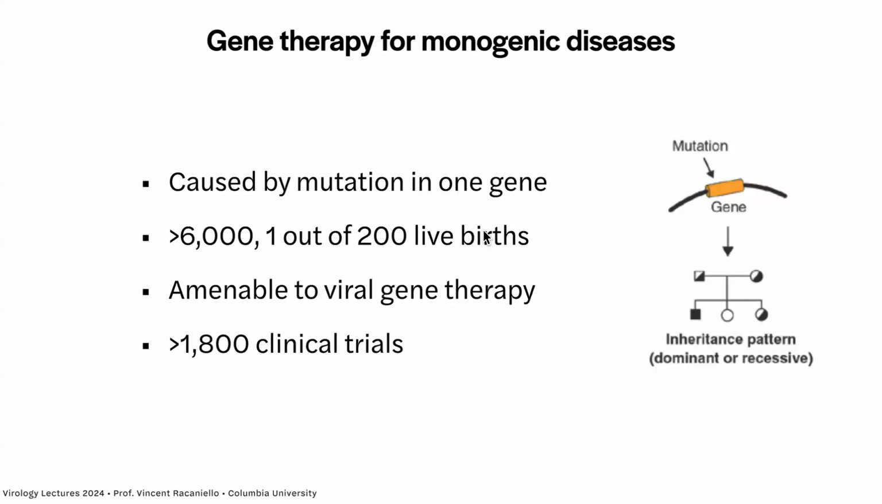All right, next we're going to talk about gene therapy for monogenic diseases. What is a monogenic disease? It's caused by a mutation in one gene. All right, so you have a gene, a single mutation, and you can look at the inheritance pattern. It could be dominant or recessive. There are over 6,000 different monogenic diseases, and they occur in 1 in 200 live births, really a lot. So these are amenable to viral gene therapy because we can give patients a correct form of the gene. And currently there are over 1,800 clinical trials in process for different vectors for monogenic diseases.